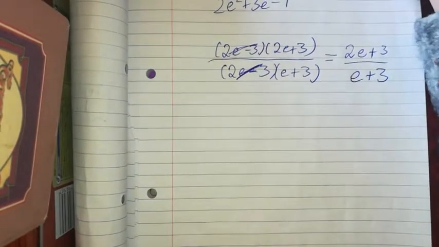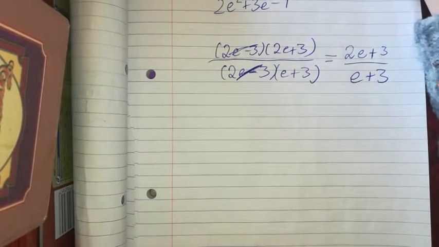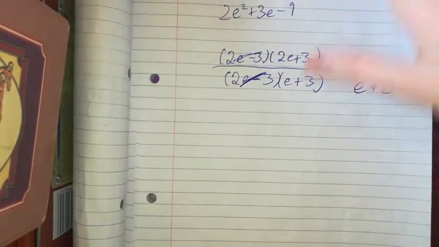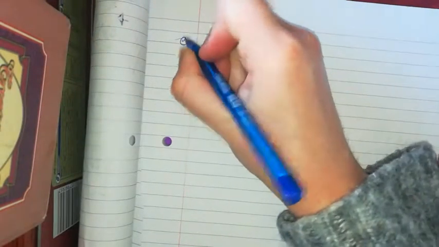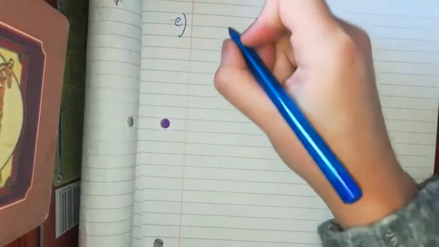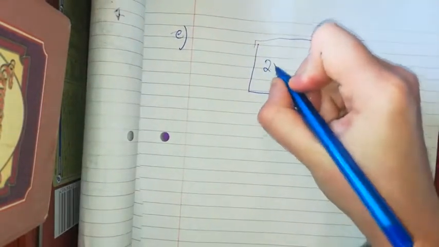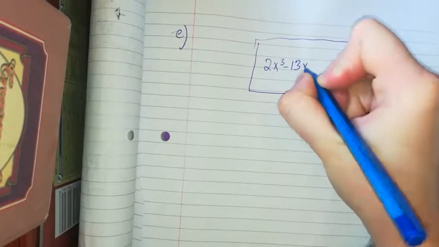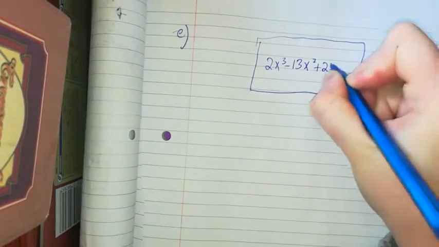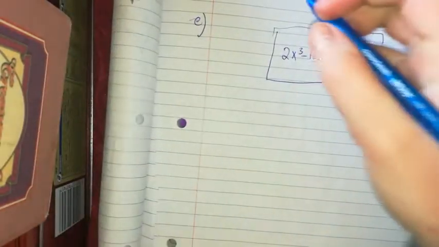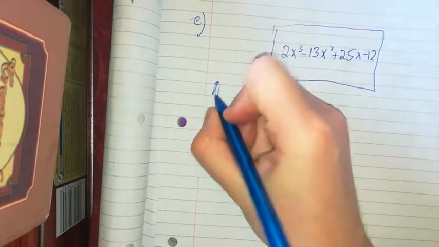So the next one I want to go on to is kind of a longish question. This is part E from question 12. A rectangle has sides of length x minus 3. So we have a rectangle here, and the area is 2x cubed minus 13x squared plus 25x minus 12. So that's the area of the rectangle. I'll just write out the question.